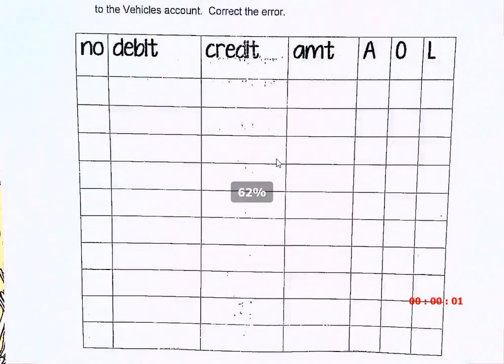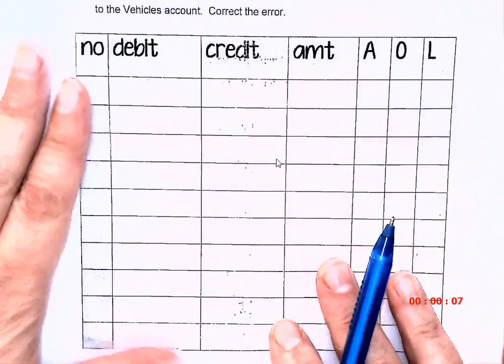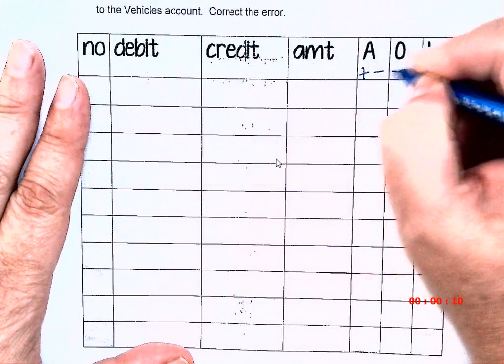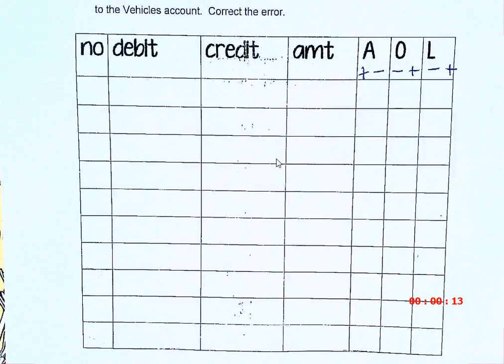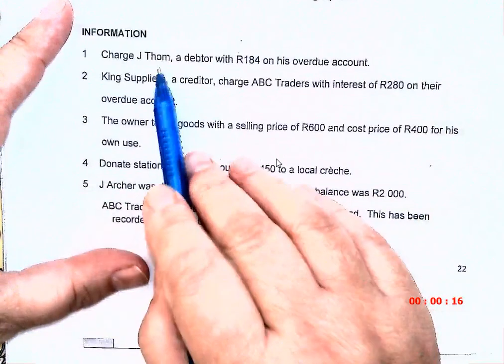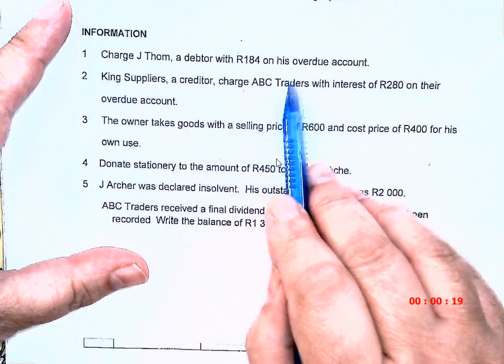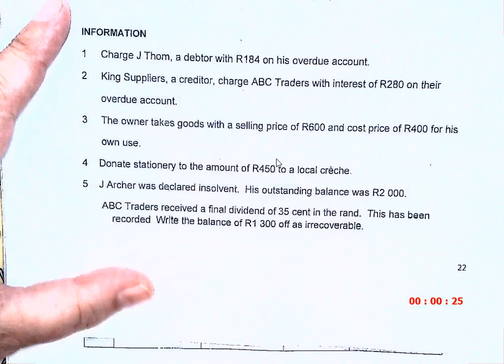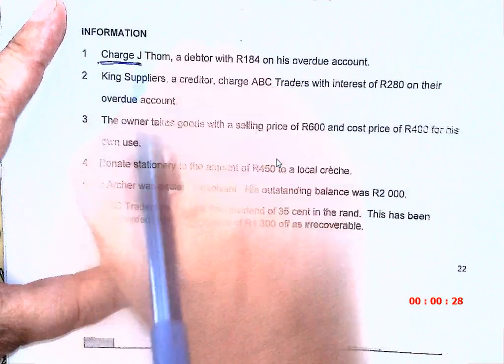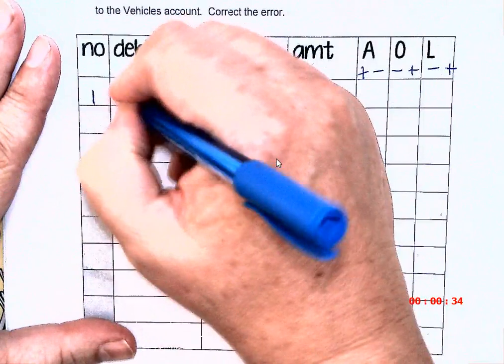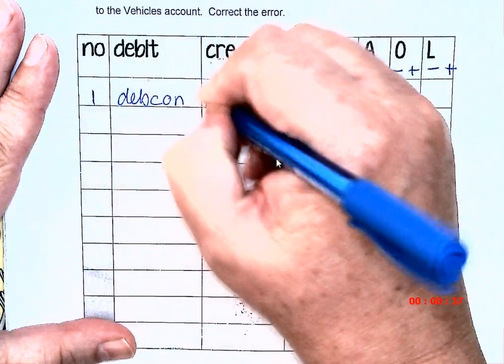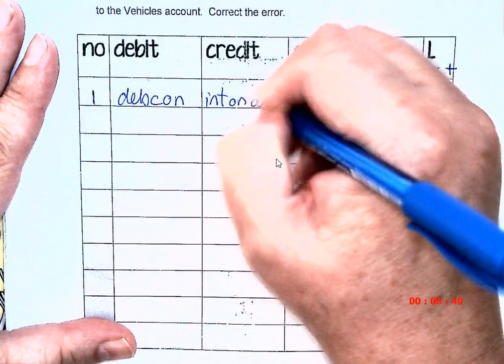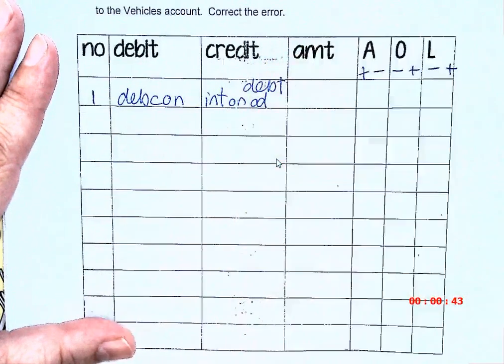Format. So let's go to number 1. Before I start, I say it's plus, minus, minus, plus, minus, plus. And I see they ask, charge Tom, a debtor, with interest on his overdue account. You see the word interest doesn't appear there, but the word charge is there, then you know it's interest. So I know my debtors is going to increase, and the interest on overdue debt is going to increase as well.